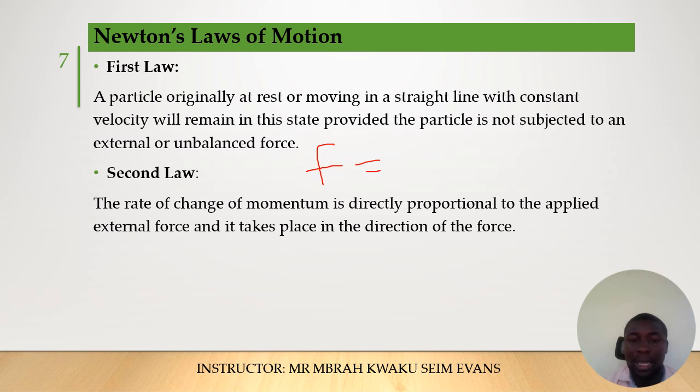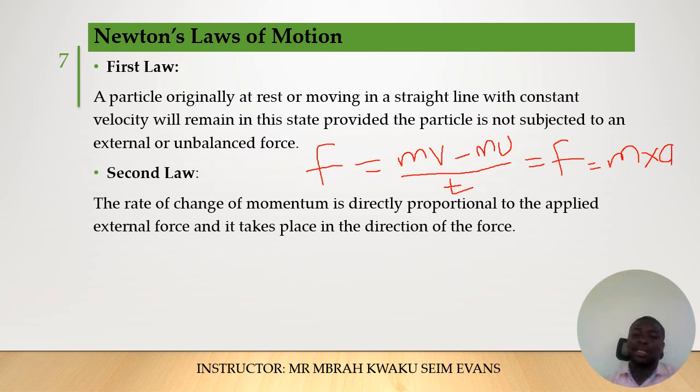Force is equal to mv, that is final momentum minus mu, which is initial momentum, all over time. Okay, now if you do the mathematics of this, you are going to have force being equal to the mass times the acceleration. So from the second law of motion, we are able to get the formula: force is equal to mass times acceleration.